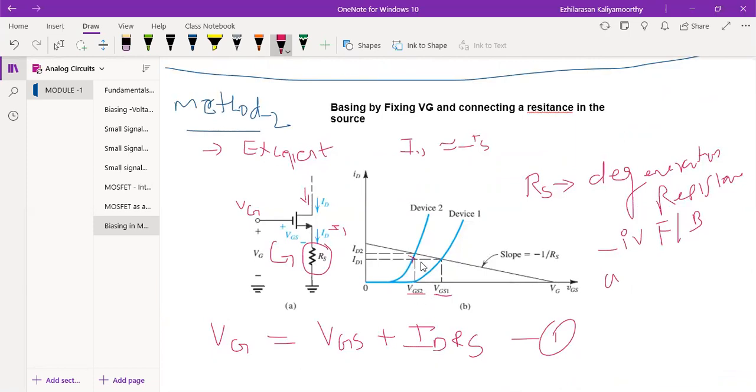Now we can see this is your operating point, you can say the quiescent point. And you can see the difference of these two currents. Actually, it is very small. The difference of these two currents is very small.